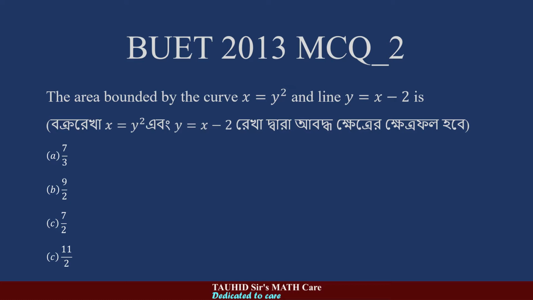Before solving this question, I would like to say that exactly this question appeared in the written portion in 2010 in BUET admission test. So this time I will not solve this question and I will ask you to see the solution that I have already shown in the question that appeared in BUET 2010, and I suggest you to see the solution from there. We found there the solution of this math is 9 by 2 unit square. So for this question the answer will be option number B, 9 by 2.